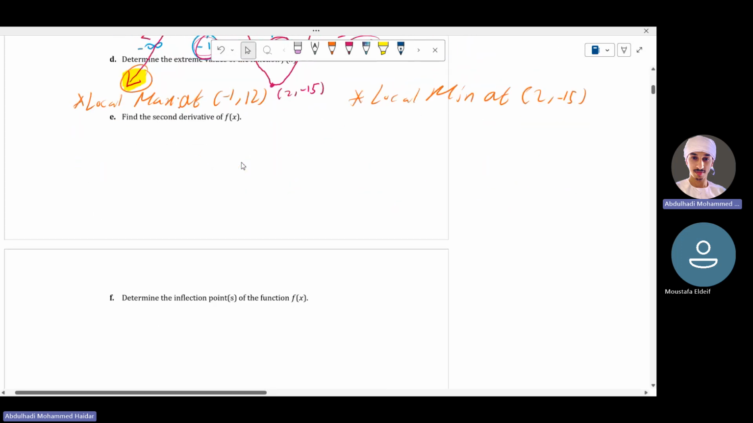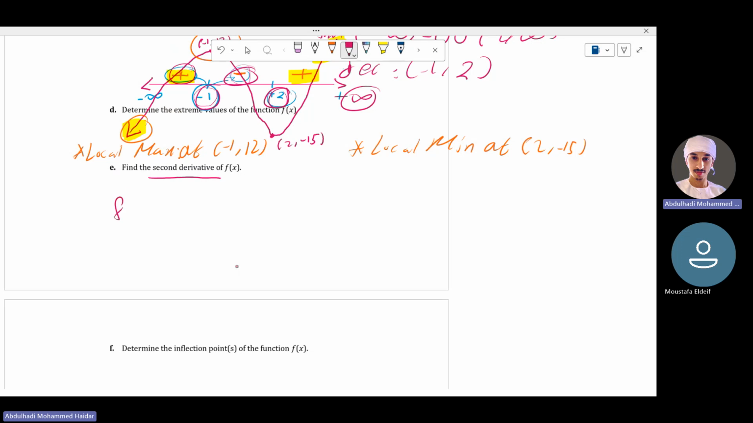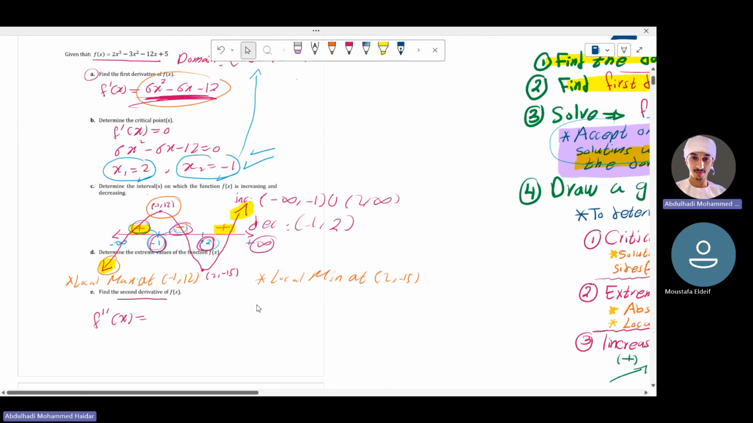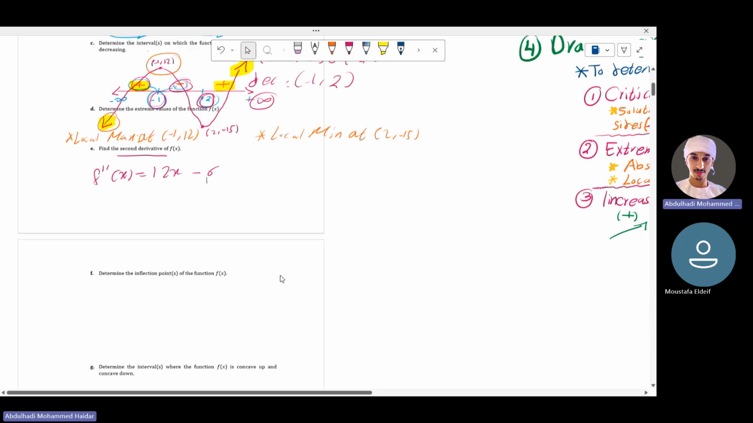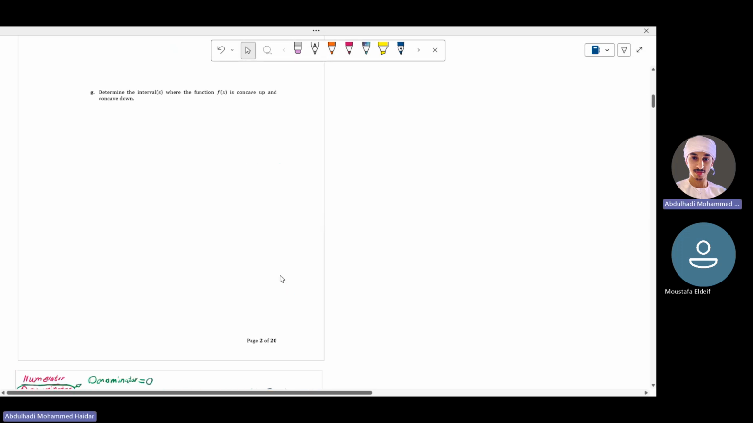The next question is about the inflection points. To find the inflection point, you have to find the second derivative. So we have the first derivative, which is this one. Just differentiate it once more, and you will have the second derivative. The derivative of this one is going to be 12x minus 6, and that's it. So this is the second derivative. This is an easy question, but you are going to solve, inshallah, a much harder one, but it's long. I solved it before.